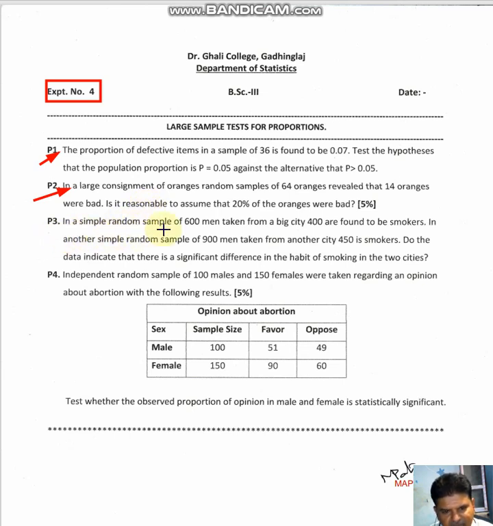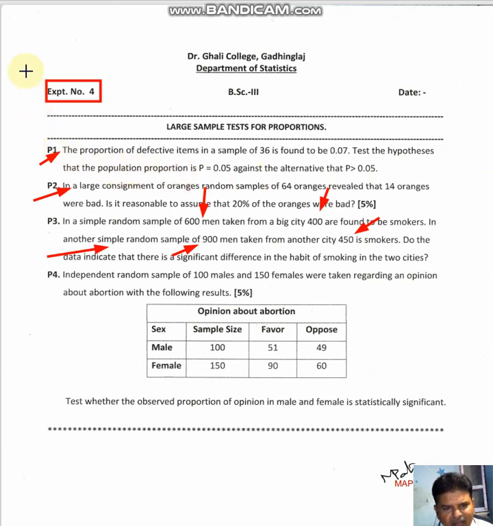In a simple random sample of 600 men taken from a big city, 400 are found to be smokers. In another sample, means there is one more sample, so this is the example of two samples, where 900 men taken from another city, 450 were smokers. Means in one sample 600 men were taken, out of which 400 are smokers, and in another sample 900 men were taken, in which 450 were smokers. So do the data indicate that there is a significant difference in the habit of smoking in two cities?